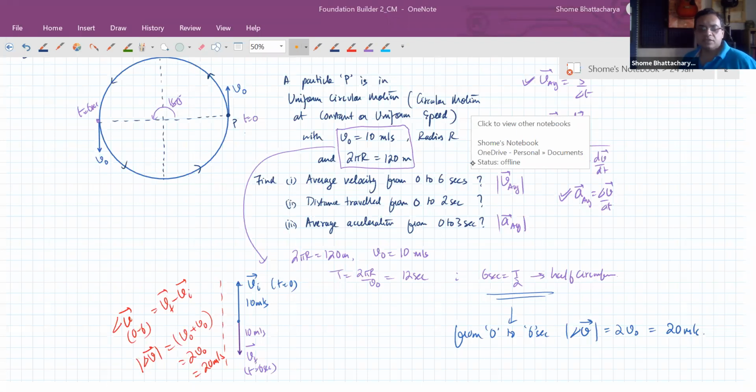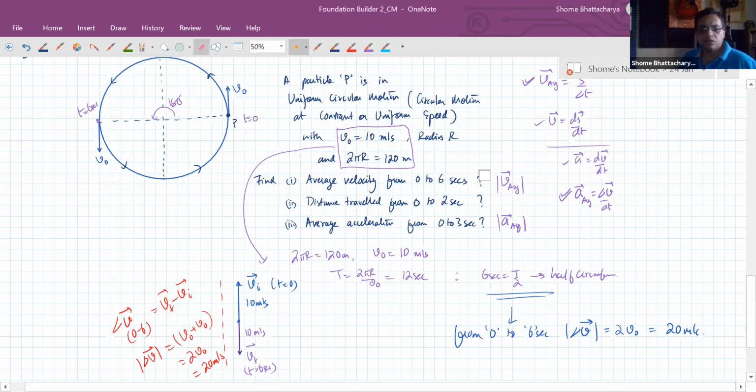So wait, I'm calculating the average acceleration actually. So let's do one thing. Now let's calculate both the things. From 0 to 6 seconds, we have to calculate both the things: average velocity and average acceleration. I'll come back to average velocity, but average acceleration. So for average acceleration, what do we need? Change in velocity upon change in time.